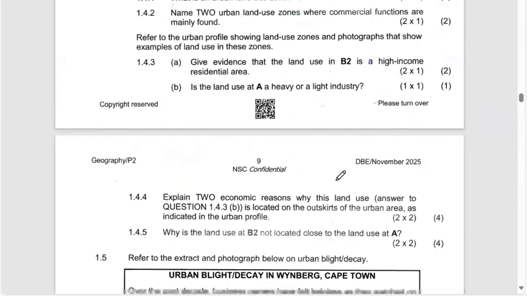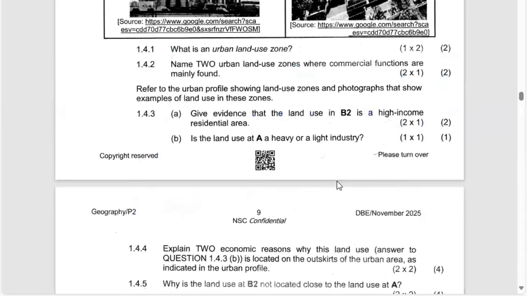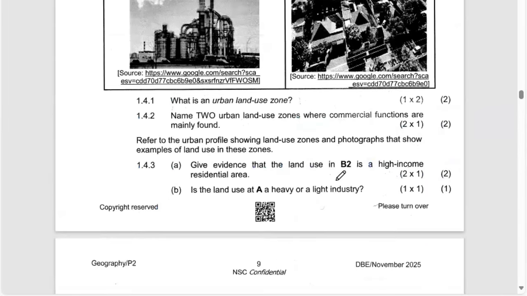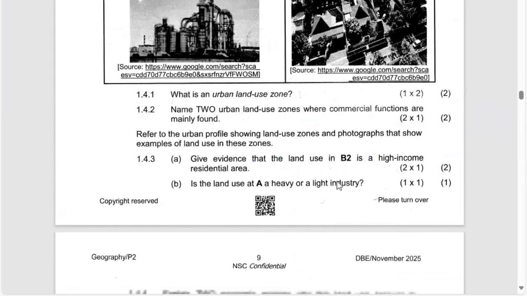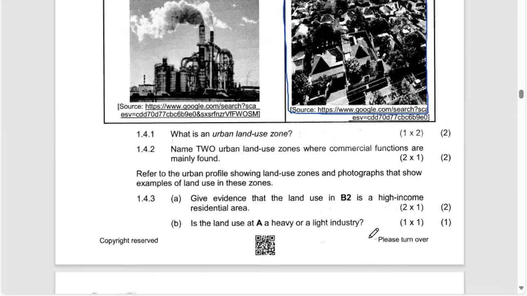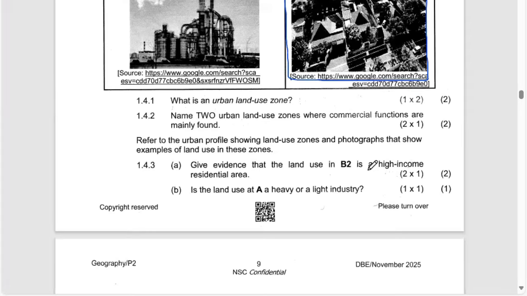I'll move on to question number 1.4.3. Refer to the urban profile showing land use zones and photographs that show examples of land use in these zones. Right. Give evidence that the land use in B2 is a high income residential area. We want to use the evidence here. This is where B2 is. Use the evidence to support that this is a high income area.